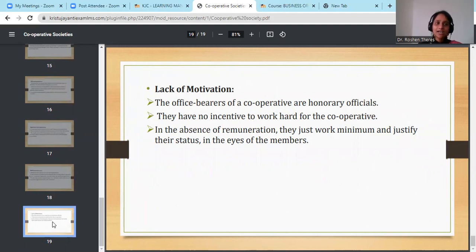Since they do not have much remuneration, they work for namesake, and they may not work for the efficient output of the cooperative society. So these are the major disadvantages of the cooperative societies.